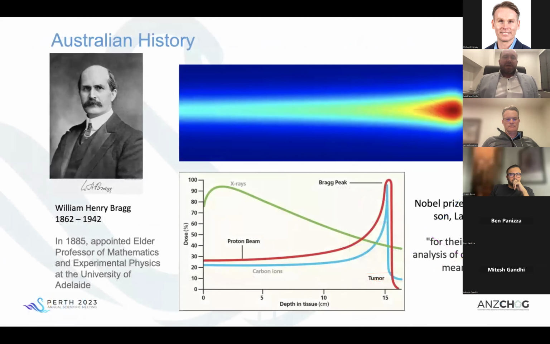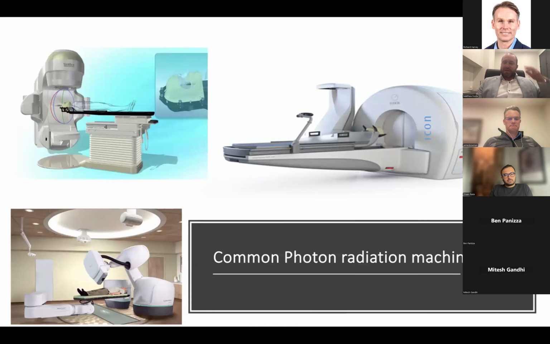A quick segue: there's a rich Australian history, and this slide is from a colleague of mine in South Australia, Peter Garaski. William Bragg and his son Lawrence were actually awarded the Nobel Prize for their work in radiation physics and the discovery of the Bragg peak. So it's not surprising that the centre down in Adelaide, which I'll talk about in a second, is going to be called the Bragg Centre.